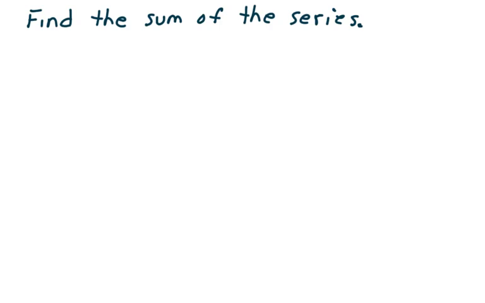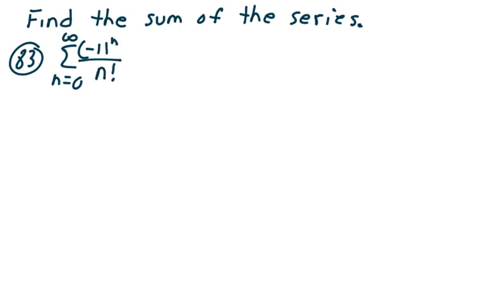And with that, we're going to take a look at 83. Suppose we have the summation from n equals 0 to infinity of negative 1 to the n over n factorial. Now, let's not overcomplicate this one, because check this out. Remember that e to the x is the summation from n equals 0 to infinity of x to the n over n factorial.